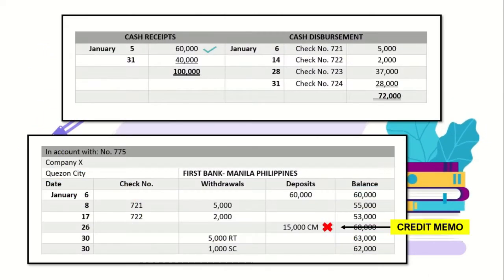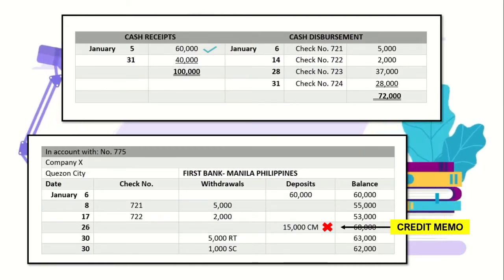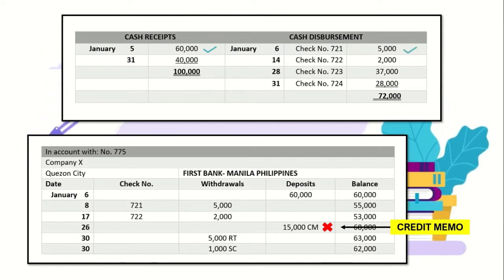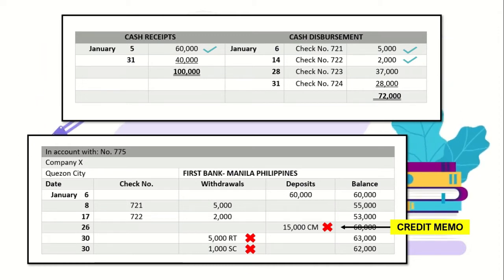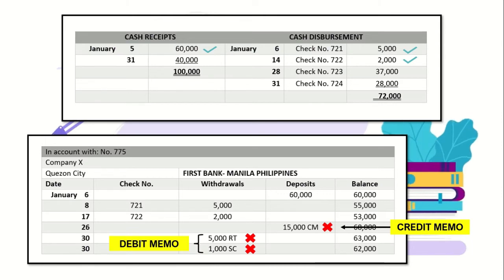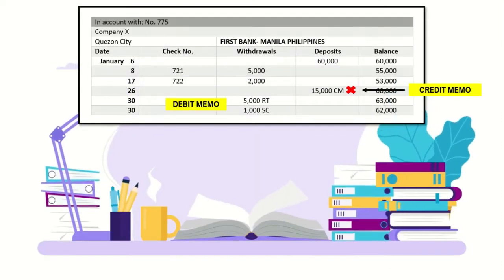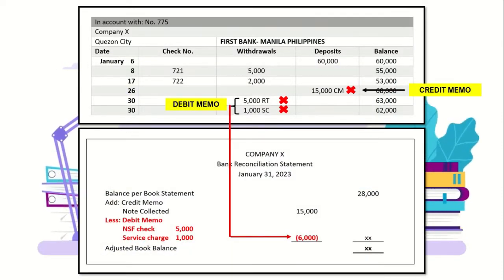Next, we proceed to comparing the bank statement withdrawals and cash disbursements. We can see that check numbers 721 and 722 are all reflected on the cash disbursements, but there are other remaining items that do not appear on the ledger, and these are the 5,000 RT due to insufficiency of funds, and the 1,000 SC. The book balance is overstated in relation to the correct cash balance. Hence, we plot 6,000 as a deduction from the book balance.